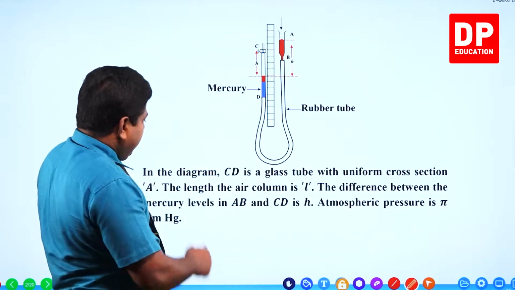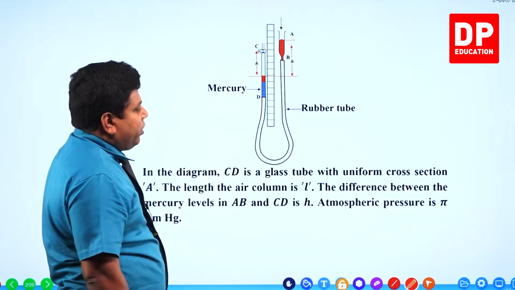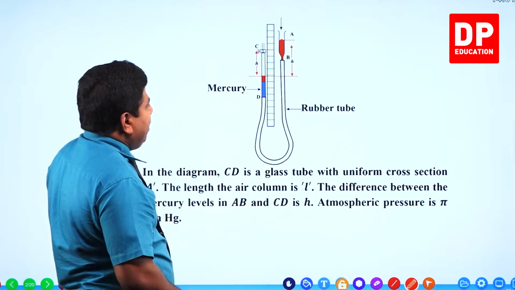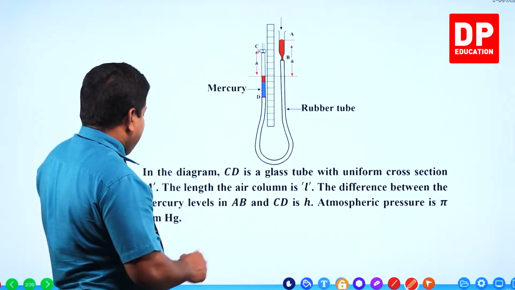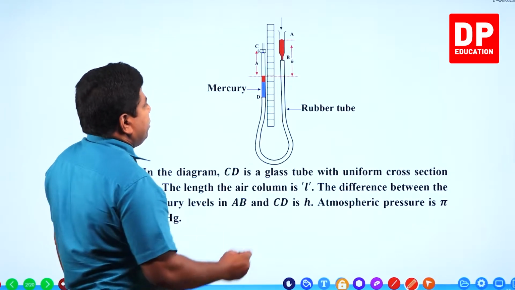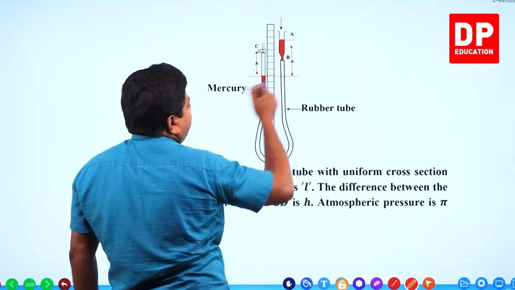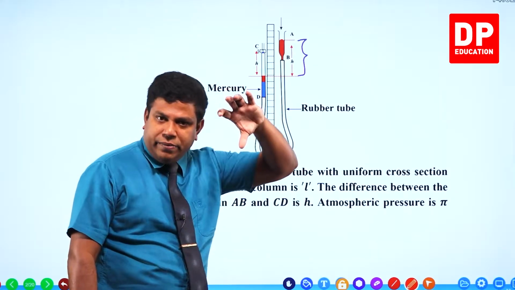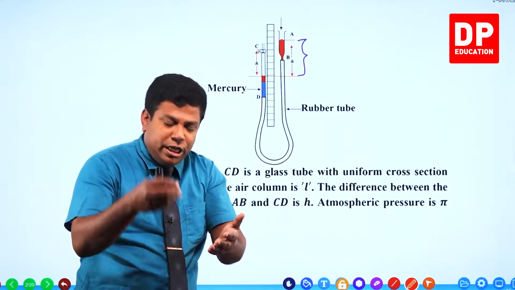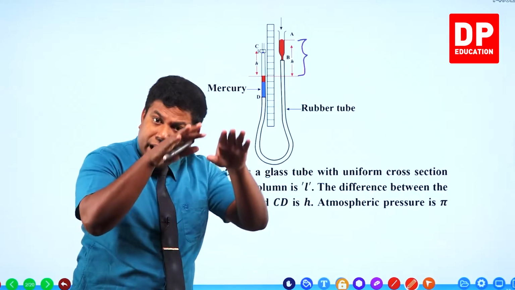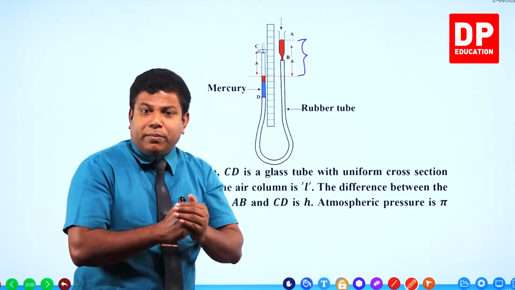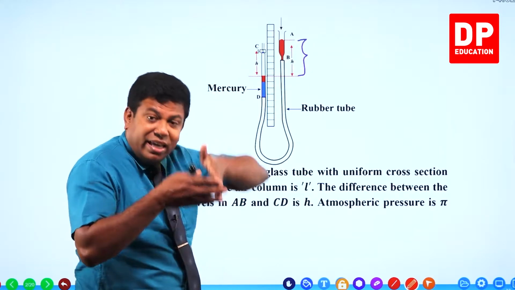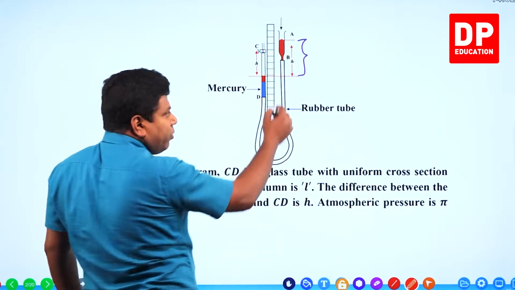In the diagram, CD is a glass tube with uniform cross section A. The length of the air column is L. The difference between the mercury levels in AB and CD is H. So basically, this much extra level of mercury is going to give extra pressure in addition to the environmental pressure, the atmospheric pressure. This extra height of mercury will give pressure.